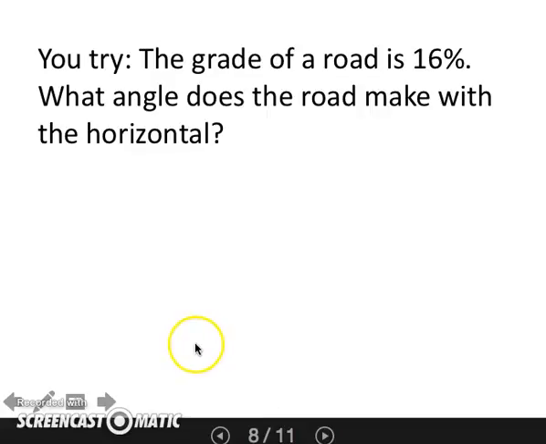You try one like this. The grade of a road is 16%. What angle does the road make with the horizontal?